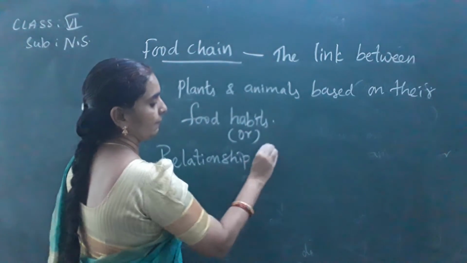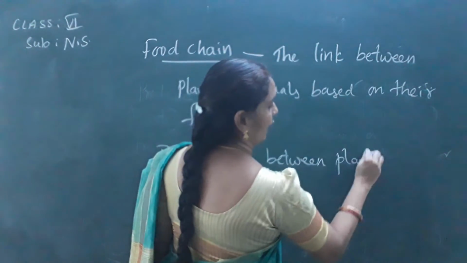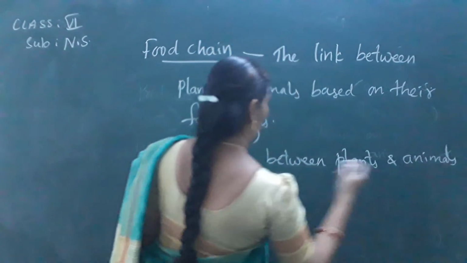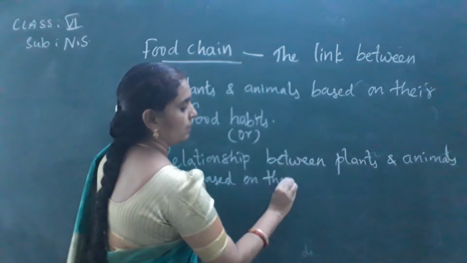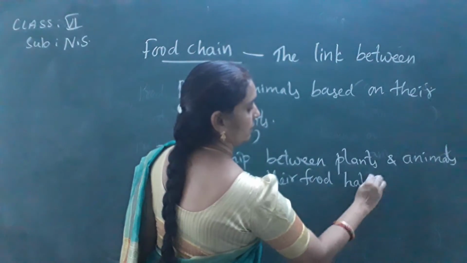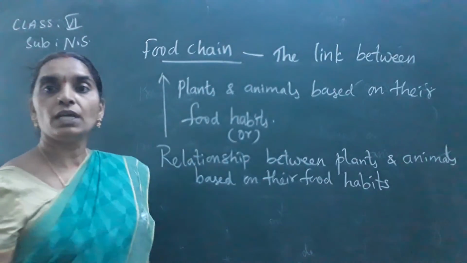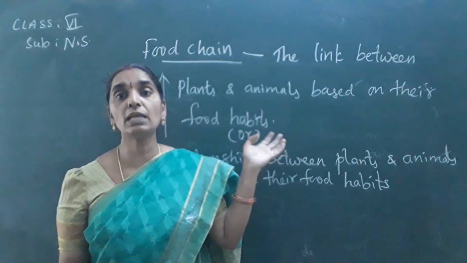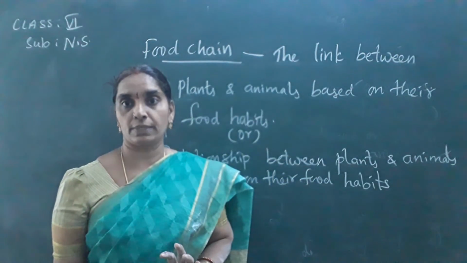Relationship between plants and animals based on their food habits is called a food chain. Food chain is a relationship between the plants and animals based on food habits, or it's a link between the plants and animals based on their food habits.